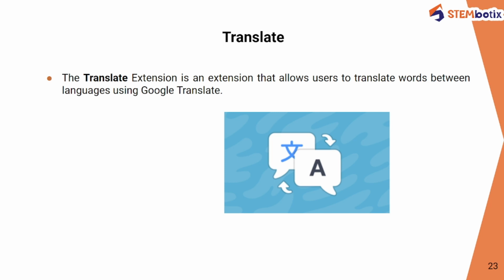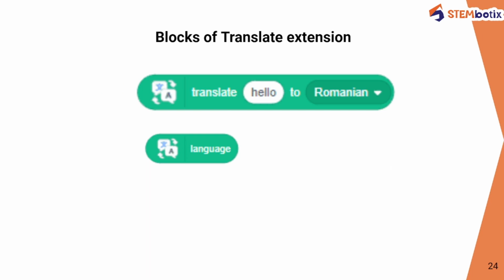So yes, it is using Google Translate, and in your project, if you are required to translate a particular word or a particular sentence into a different language and you want to juggle between the different languages, you can use this translate extension. What you have to do is just add this extension from the extension category, and you will see the blocks available for the translate extension. These are the two blocks available for the translate extension.